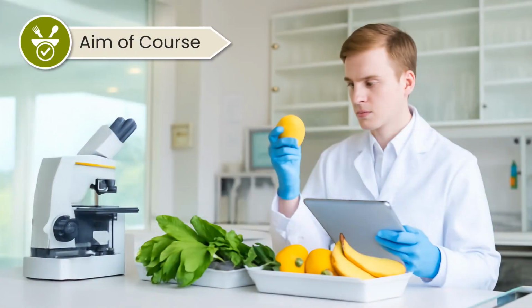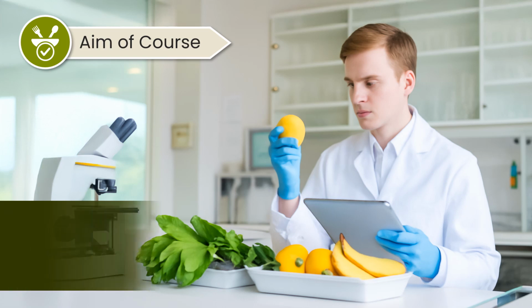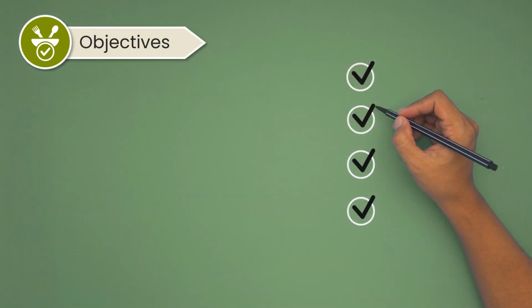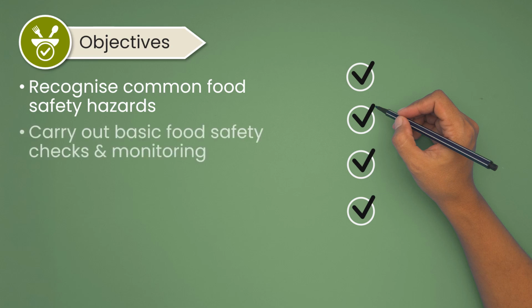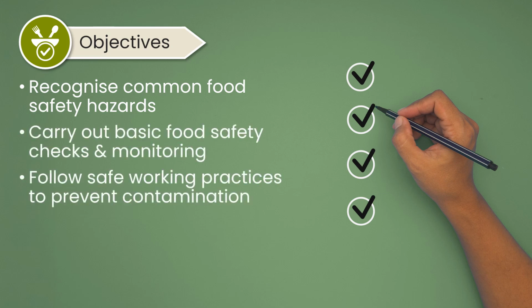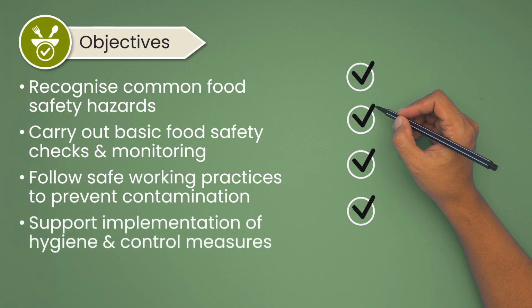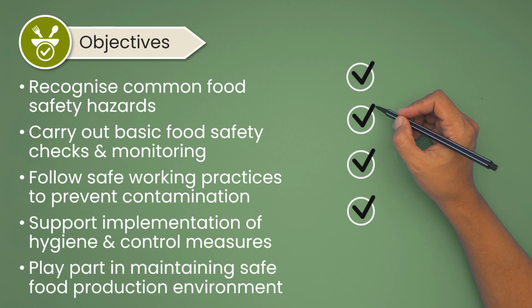This course gives food manufacturing workers the knowledge and tools they need to identify, assess, and control food safety risks in the workplace. By the end of this course, learners will have a stronger understanding of key food safety principles in a manufacturing setting. They will be able to recognize common food safety hazards, carry out basic food safety checks and monitoring, follow safe working practices to prevent contamination, support the implementation of hygiene and control measures, and play their part in maintaining a safe food production environment.